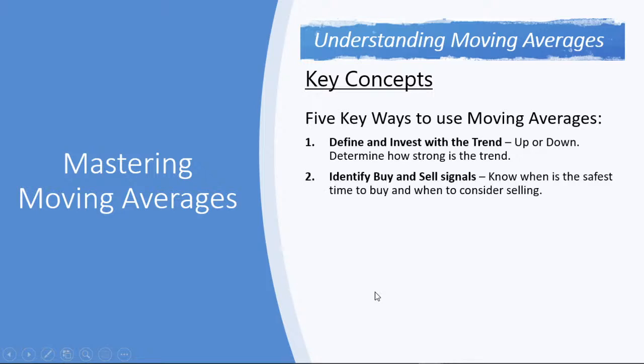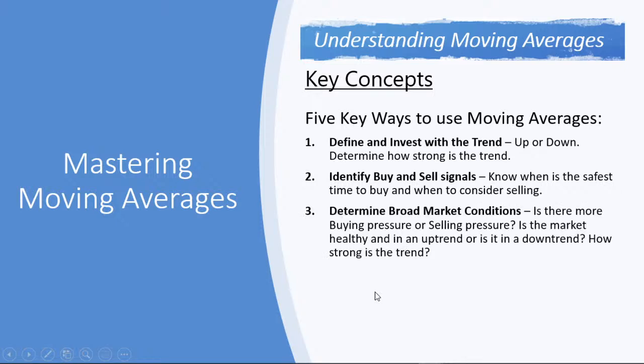They identify buy and sell signals. You know when the safest time to buy is and when to consider selling. Moving average crossovers, price crossing above or below a particular moving average, give us those buy and sell signals. They also determine broad market conditions. Is there more buying pressure or selling pressure? Is the market healthy? Is it in an uptrend or in a downtrend? How strong is that trend? Is the trend strengthening? Is the trend weakening?